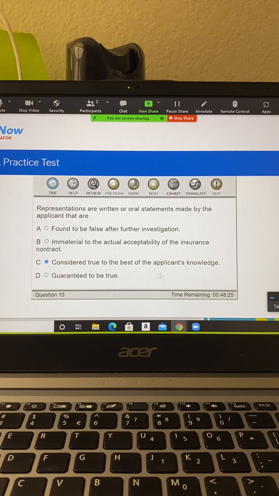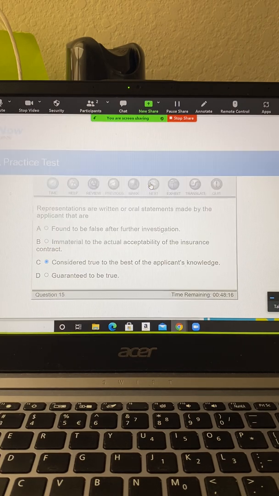So, considered to be true, and a misrepresentation is the opposite of that. Right? Right. Perfect. All right.